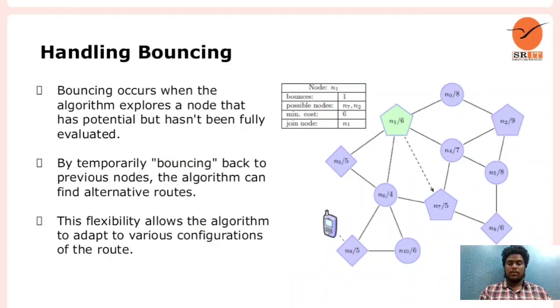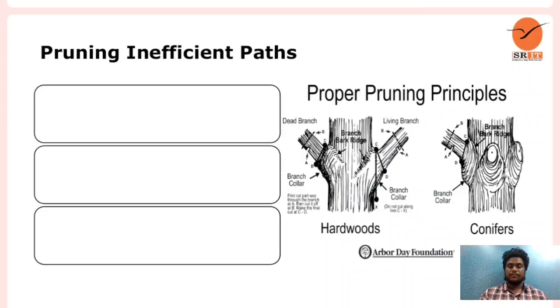Handling branching. Branching occurs when the algorithm explores a node that has potential but hasn't been fully evaluated. By temporarily backtracking to previous nodes, the algorithm can find alternative routes. This flexibility allows the algorithm to adapt to various configurations of the route.